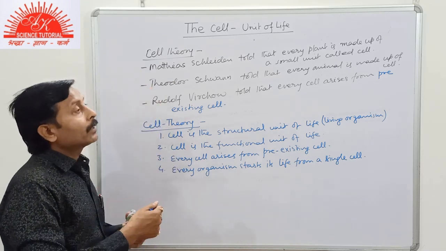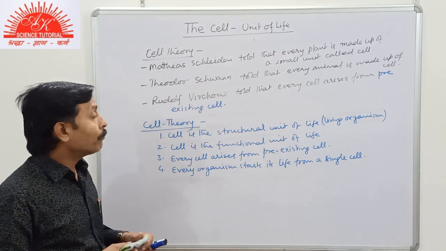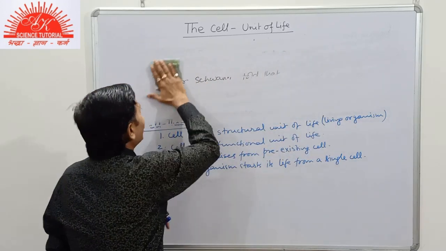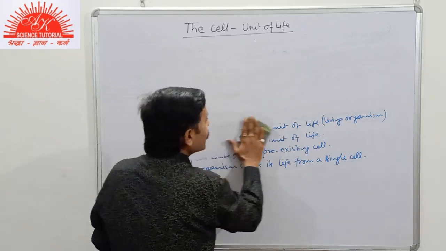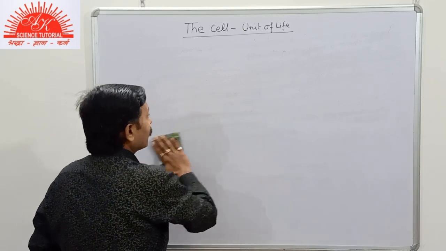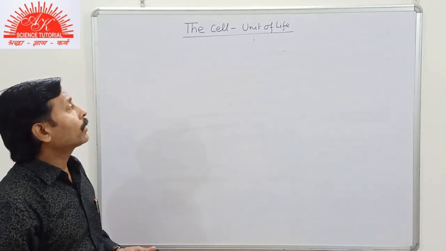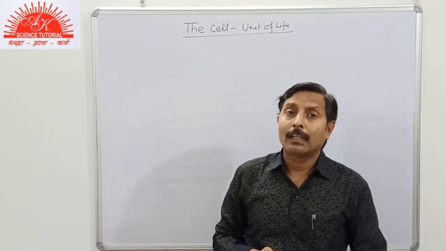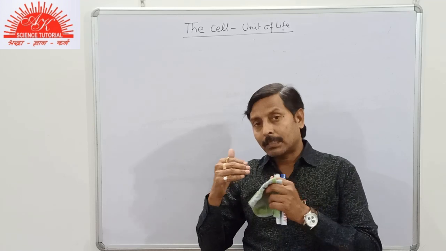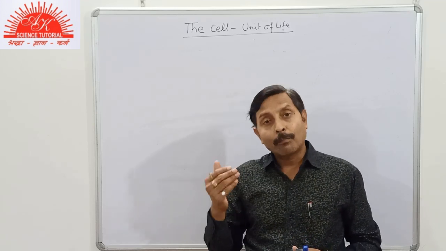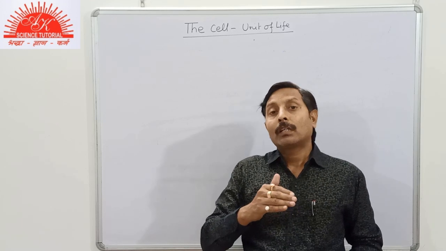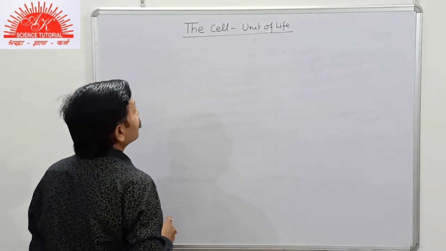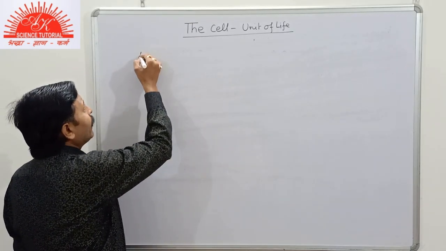So these were the main points of cell theory. Now, students, we study the different things related to cell. That is, about the size of the cell, about the number of the cells, about the different shapes of the cell. So, let us study first the number of cells.